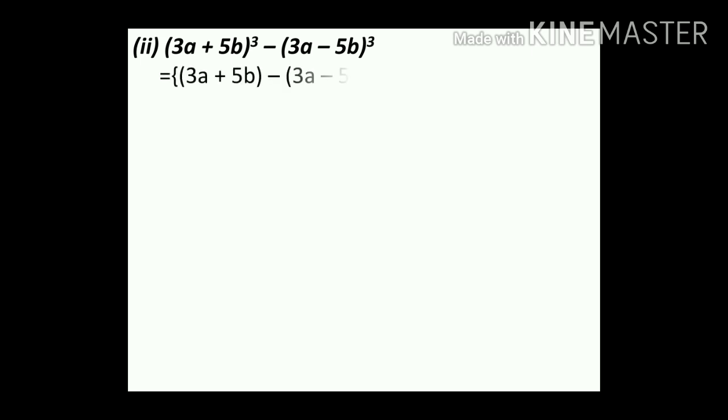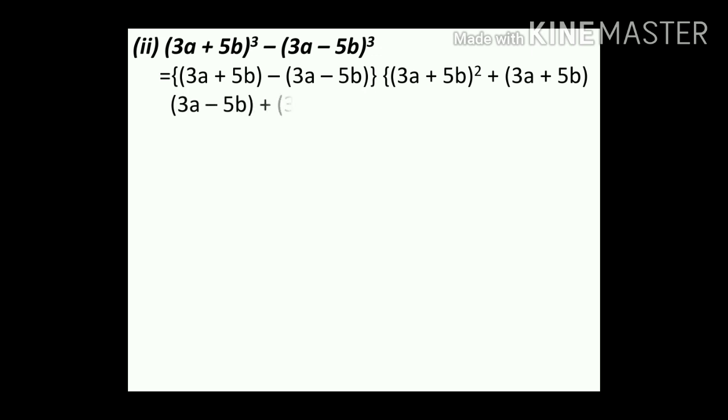Equal to 3a plus 5b minus 3a minus 5b. Here, children, a minus b. Okay, that formula we have used here. 3a plus 5b whole bracket raised to square plus 3a plus 5b, 3a minus 5b plus 3a minus 5b whole bracket raised to square. The second bracket, children, a square plus a into b plus b square.